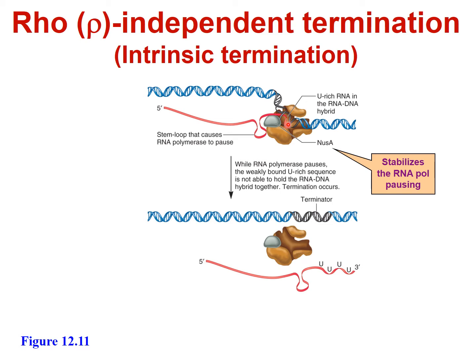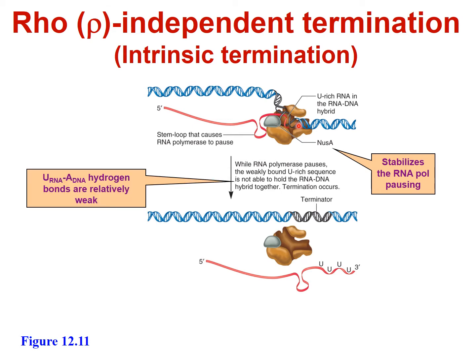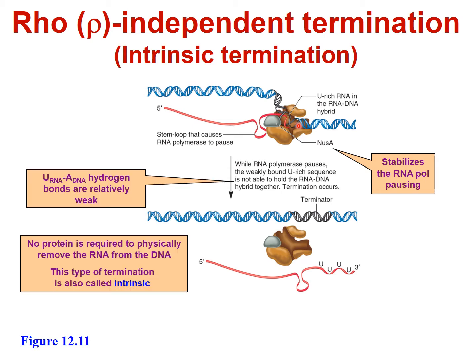So these are going to form weak hydrogen bonds with the DNA template. This is going to make it easier for RNA polymerase to dissociate from the DNA template, releasing the RNA itself and the DNA. Okay. Now, no protein is required for this. NusA can help, but this can happen without the action of NusA. So that's why this is called intrinsic termination. It's just intrinsic. The termination function is intrinsic to the sequence of the RNA.